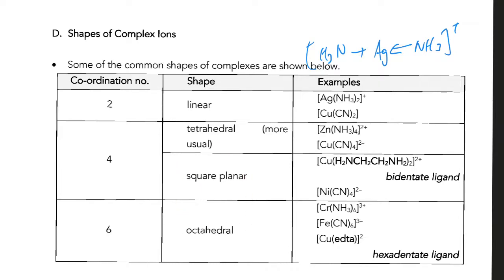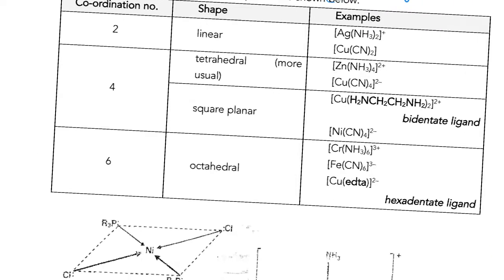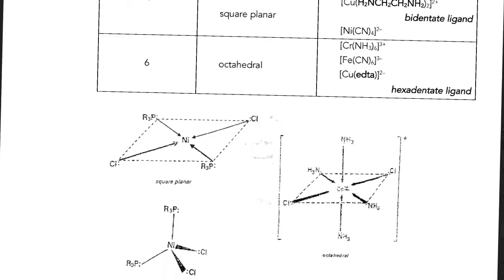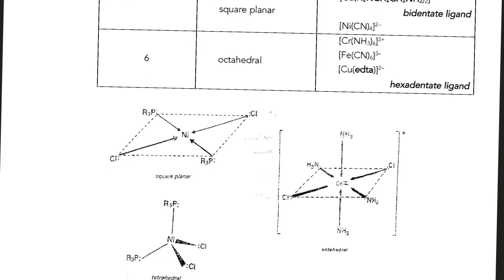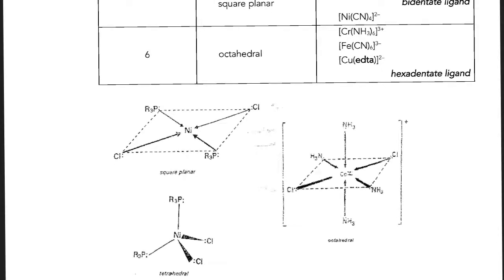Then, of course, when you have 6 dative bonds, you'll be adopting the usual octahedral shape, and you can see some of these compounds here, in terms of how to draw and depict them. All right, so anyway, let's move on.